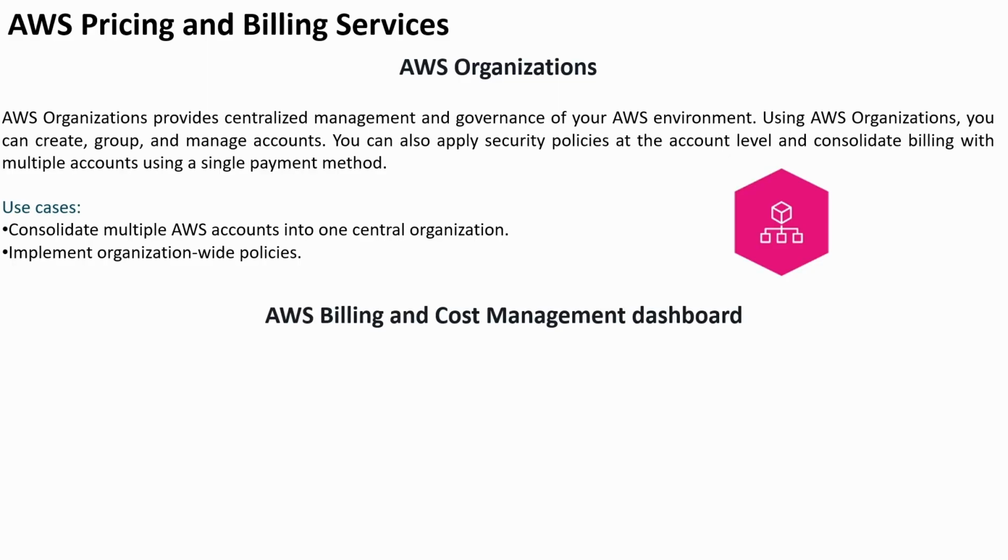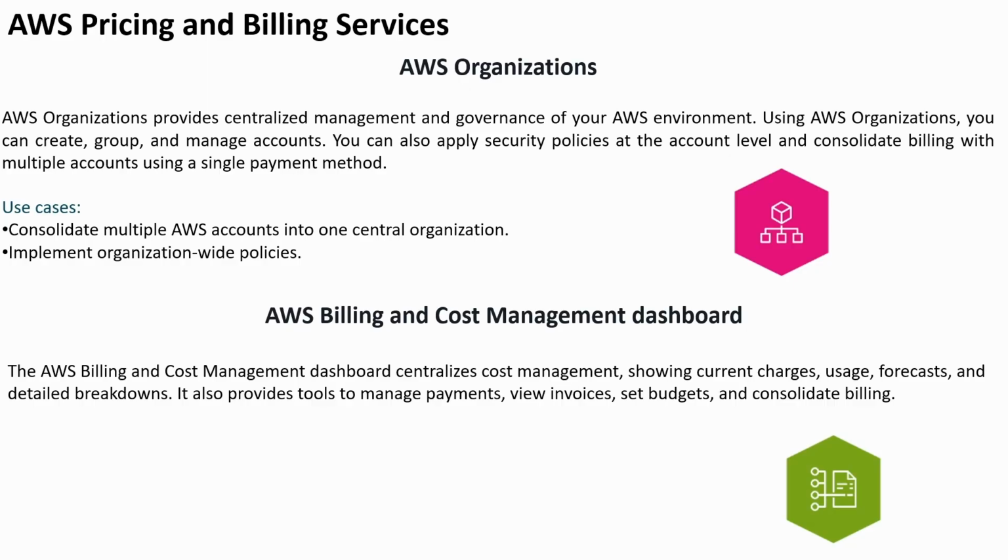Next up is Billing and Cost Management dashboards. This is your daily health check. It gives you visualizations of your monthly spend, helps you manage payment methods, and shows you exactly where your money is going. The AWS Billing and Cost Management dashboard centralizes cost management, showing current charges, usage forecast, and detailed breakdowns.